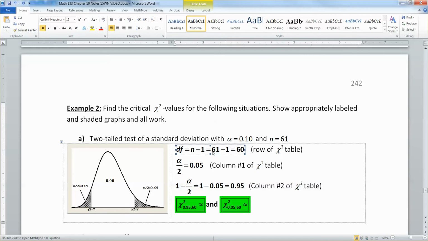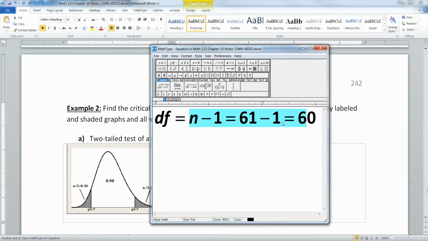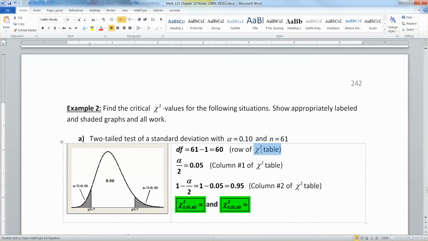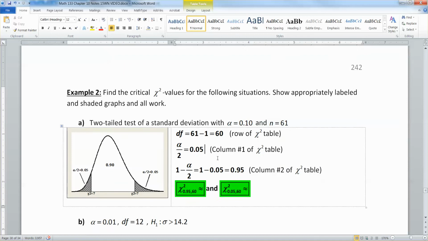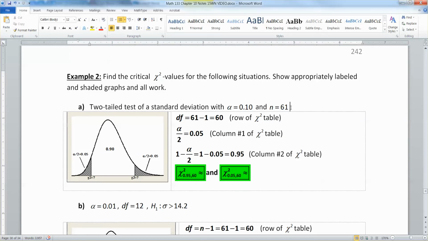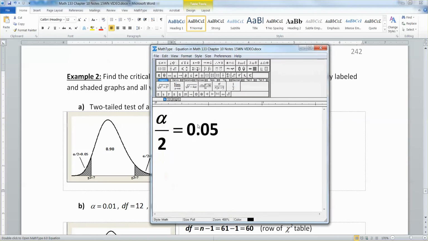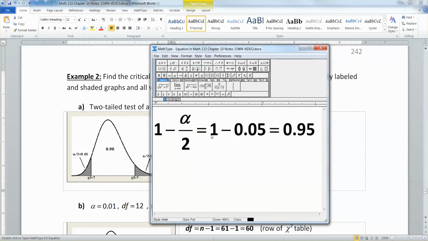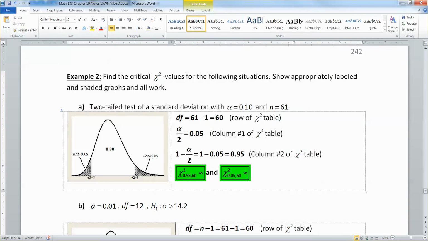Let's start with the degrees of freedom. We know it's n minus 1, which means that it's 60, right? Because 61 minus 1 is 60. Everybody knows that. All right, that will be the row of our chi-square table that we're going to need. And since we need two critical values here, we need two columns to look at, just like in chapter 9 when we were doing confidence intervals. So we take 0.10 and we divide it in 2 and we get 0.05. And then we take 1 minus 0.05 and that gets us 0.95. All right, then we have column number 1 and column number 2.